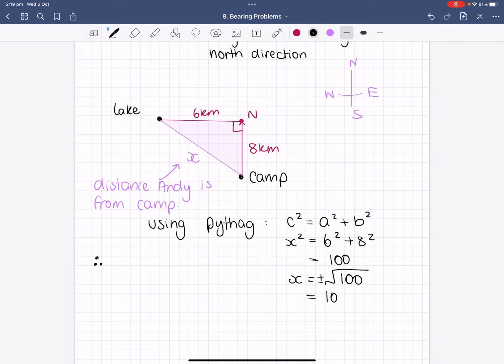So therefore, Andy is 10 kilometers from camp. That's for part A.